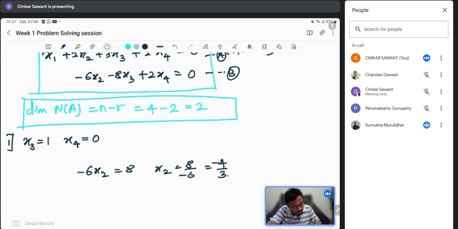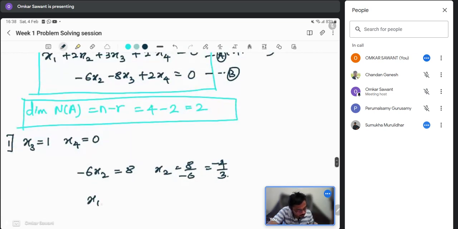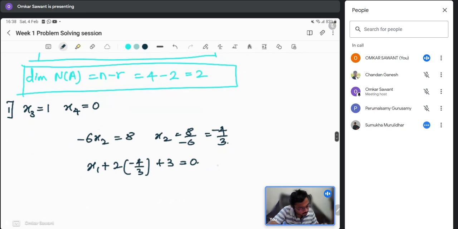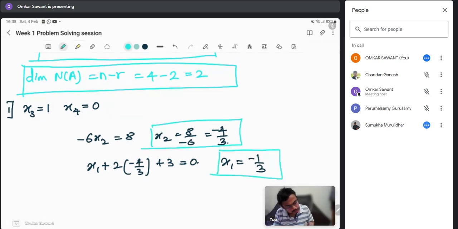And x1 is... Yes, sir. From equation 1 we will get x1, right? x1 plus 2x2, so 2 times minus 4 by 3, and x3 is 1. So that is equal to 0, right? So x1 we get 9 minus 8 by 3, 1 by 3. So x1 is minus 1 by 3, correct? Yes, sir. You got x2 and x1 for x3, the free variable, right?